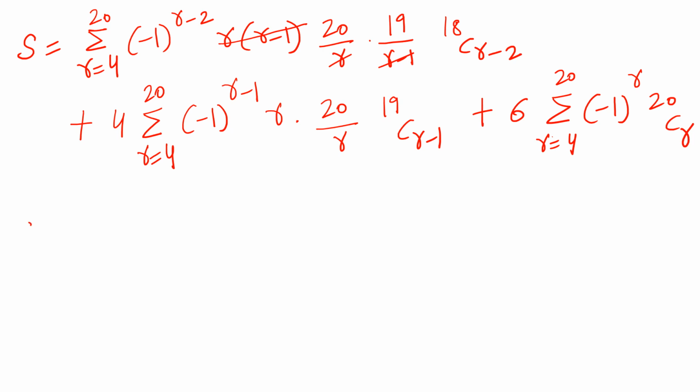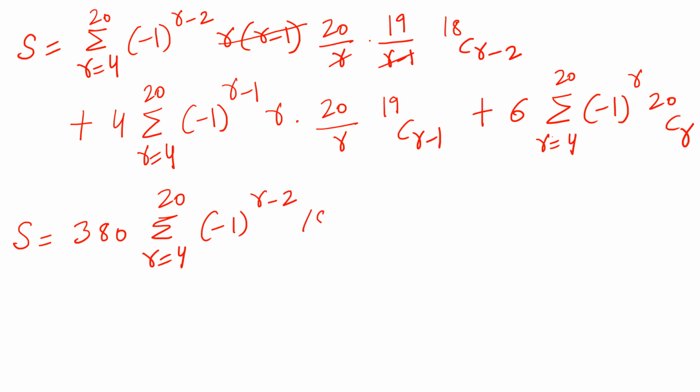Now students, S further becomes equal to 20 into 19 will come common from the first summation. So outside it becomes 380 into summation r varying from 4 to 20 minus 1 to the power r minus 2 into 18CR minus 2.